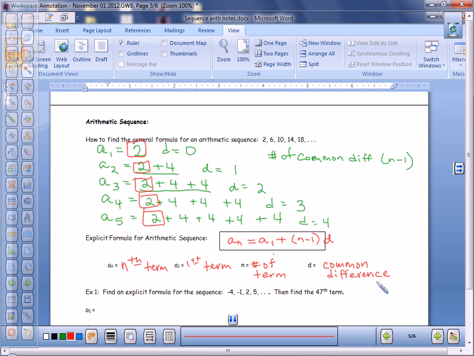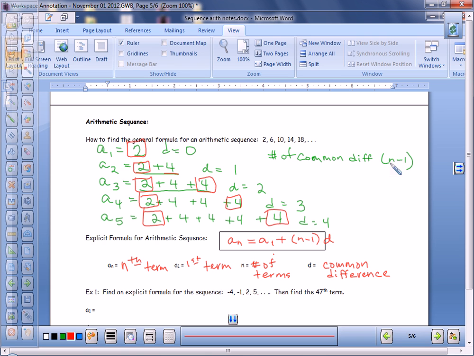Okay, now, does this problem help this formula make sense? Do you see how that formula is created? That's what we do every time. When we look at it from a recursive formula, what's happening every time? I'm adding 4, then I'm adding 4, then I'm adding 4, then I'm adding 4. I'm adding that common difference every time, but the number of common differences is always 1 less than the number of the term. And that's where the formula comes from.